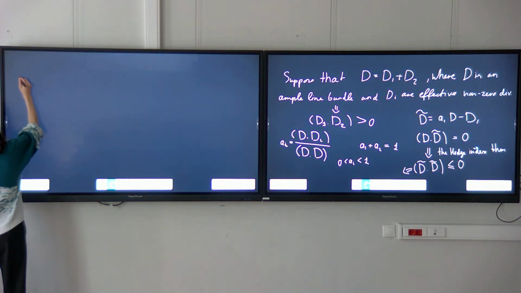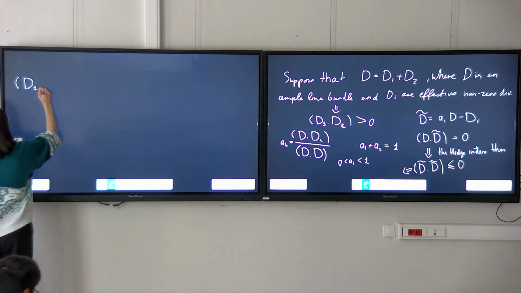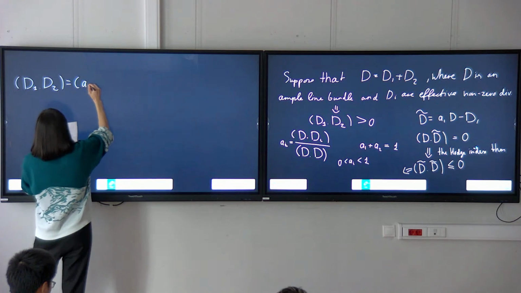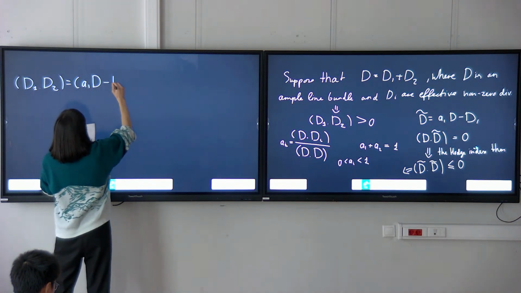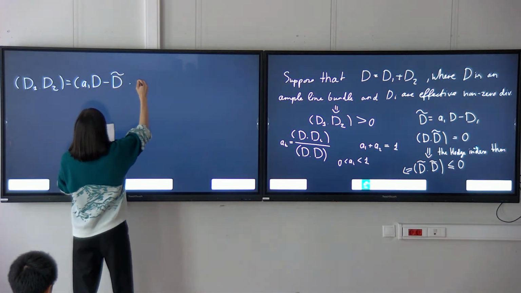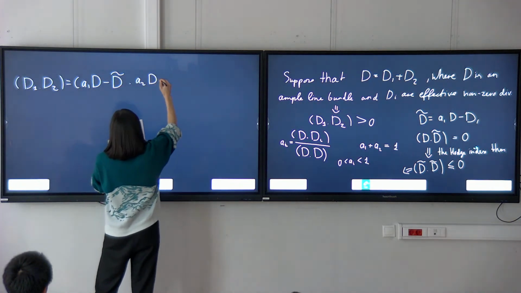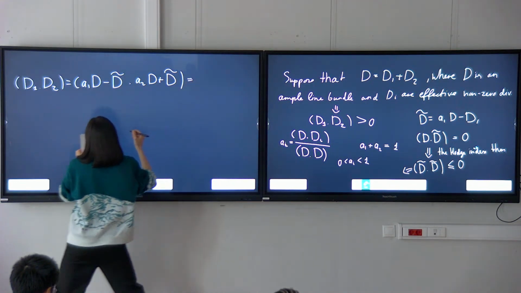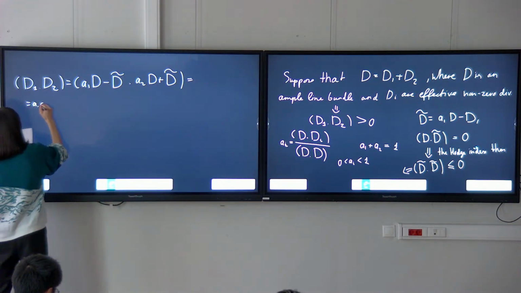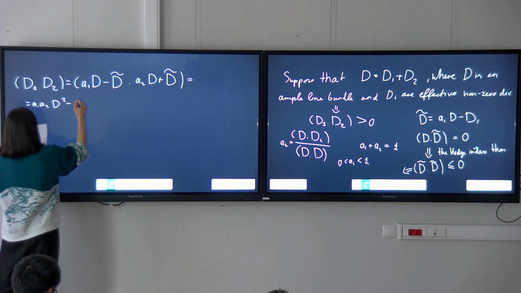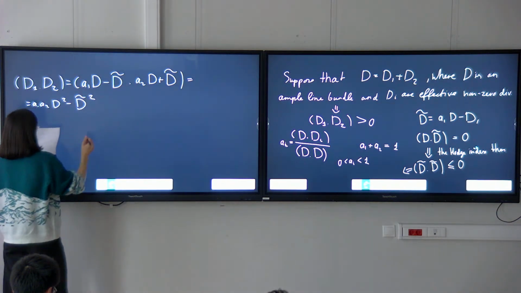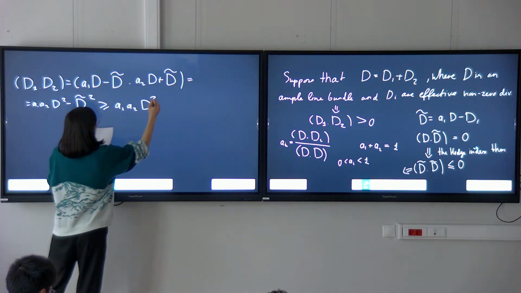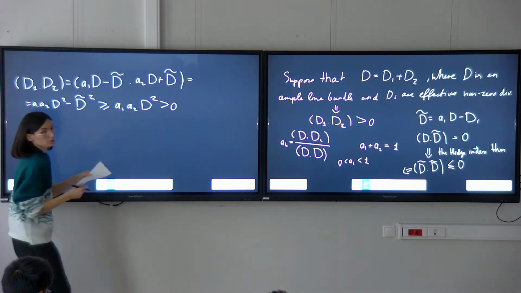And now we need to compute D1, D2, and this is equal to (A1 D minus D tilde)(A2 D plus D tilde), and this is equal to A1 A2 D squared minus D tilde squared, and this is greater or equal to A1 A2 D squared, and this is greater than 0. Okay?